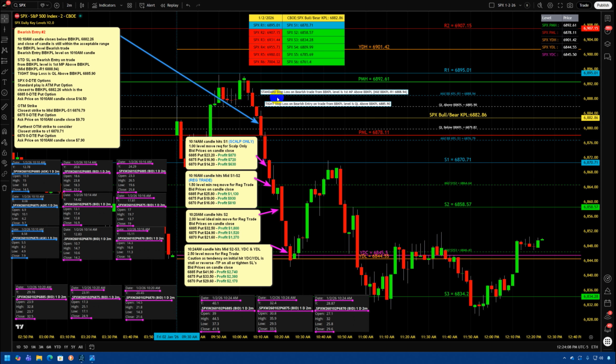So again, like in the first bearish trade off the BBKPL level, we're using the same stop losses. The standard stop loss is the first midpoint above the level we're taking the trade from, or if you want to use the tight stop loss, it is the QL above the level we're taking the trade from, the bull bear KPL. Same strikes as the first bearish trade. The standard play at the money, closest strike to the level we're taking the trade from, which in this case is the 68.85 put option.